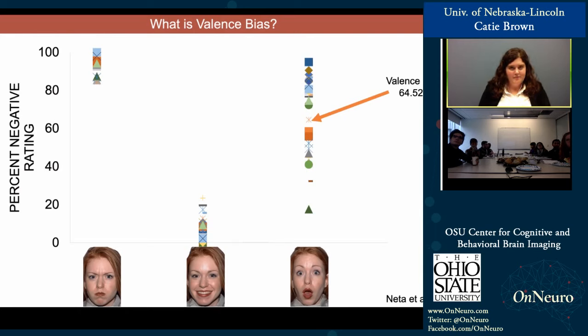For example, this one individual has a valence bias of about 65 because they rated 65% of surprise faces as negative. So one question that we have is, why is there so much individual variability? What are positive people doing differently to arrive at a positive interpretation? And why are the negative people stuck being negative?